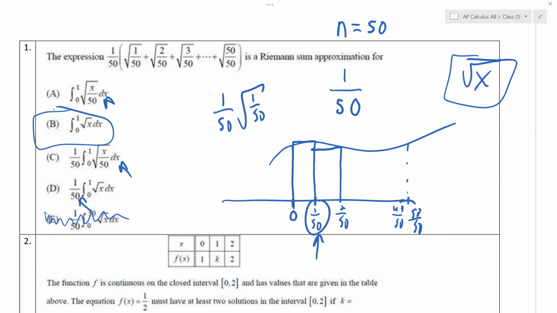Okay? It's a little weird. You'll see one question like this on the AP test. It'll be a multiple choice question.